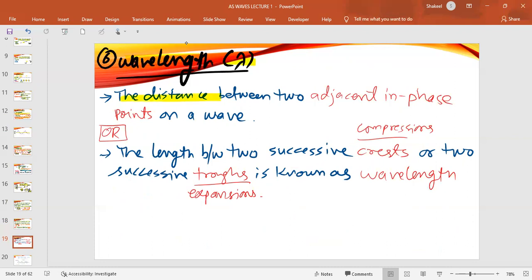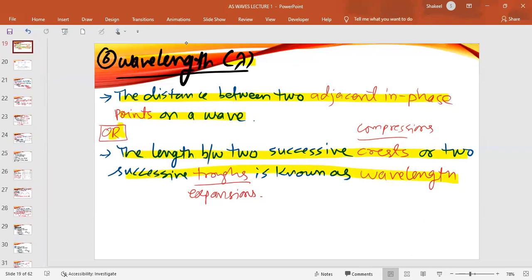What is wavelength? It is the distance between two adjacent in-phase points on a wave. Usually we say that wavelength is the distance between two crests or two troughs, but that is not the correct definition. The exam definition is the distance between two adjacent in-phase points on a wave. Or we can say that the length between two successive crests or two successive troughs is known as wavelength.